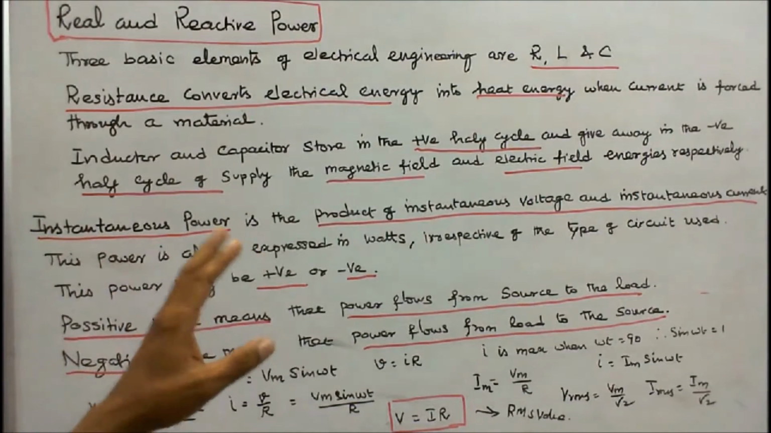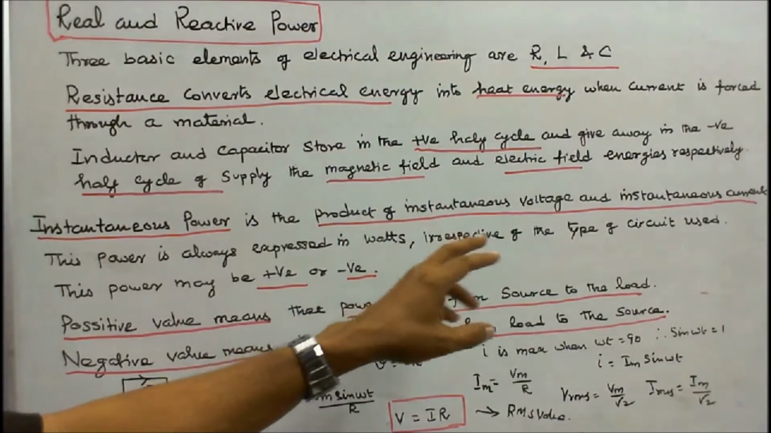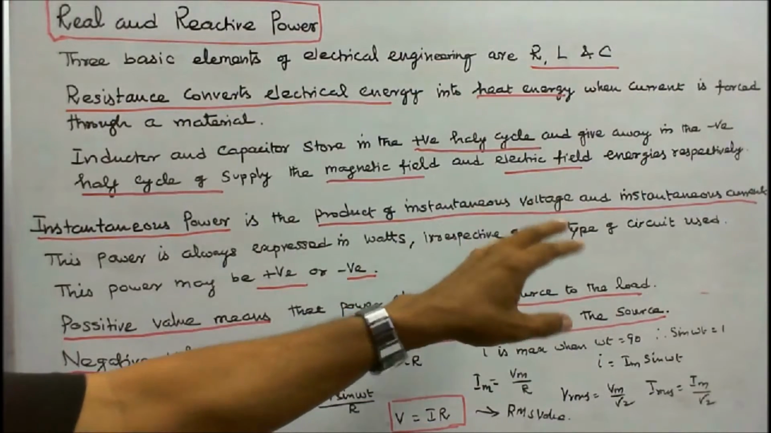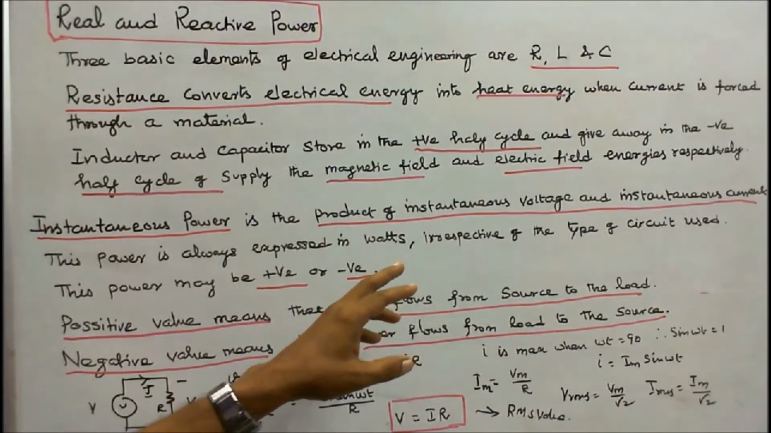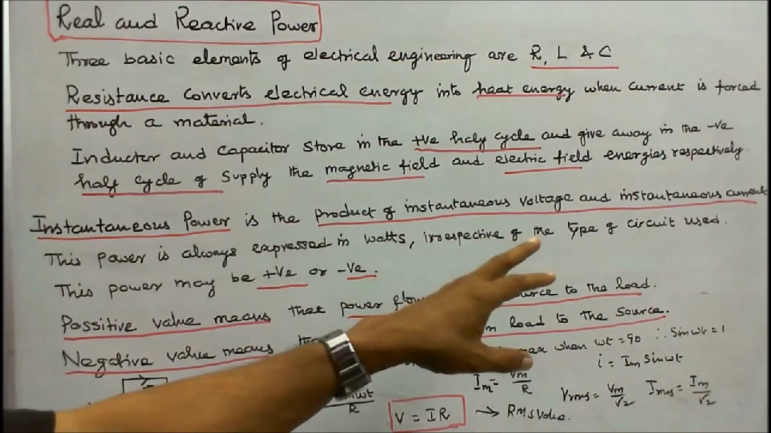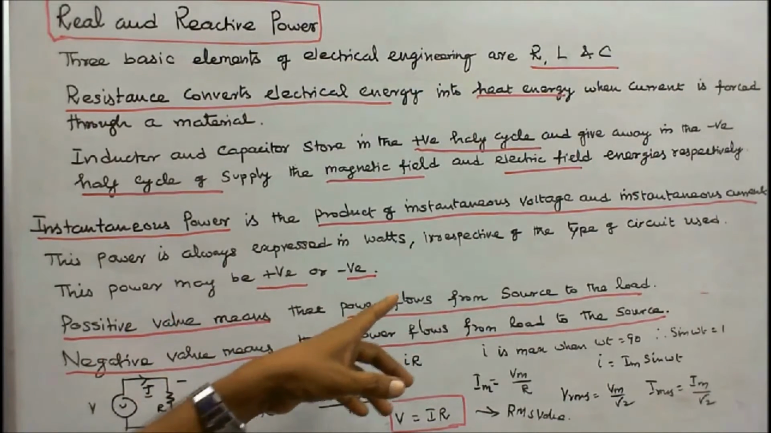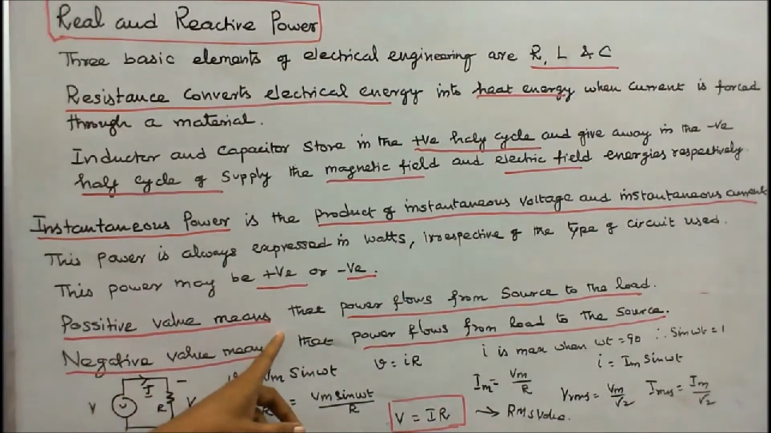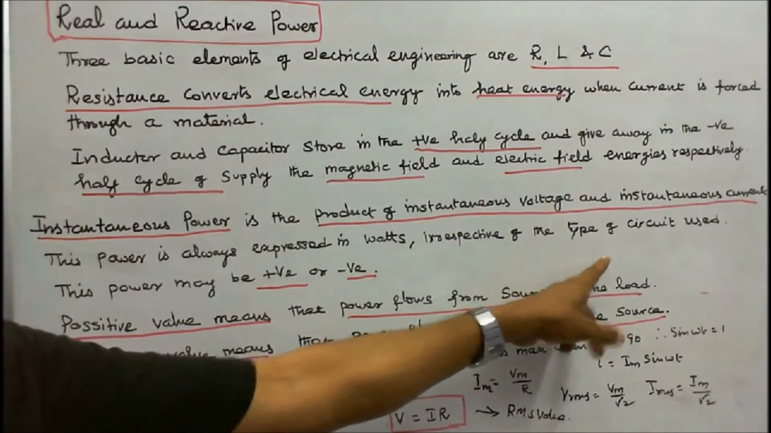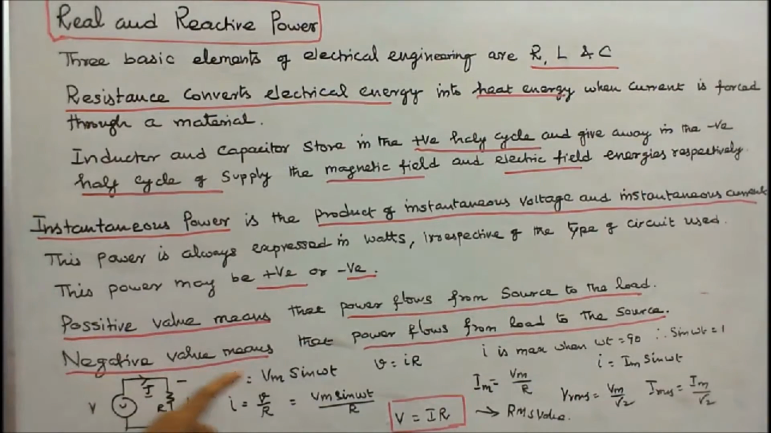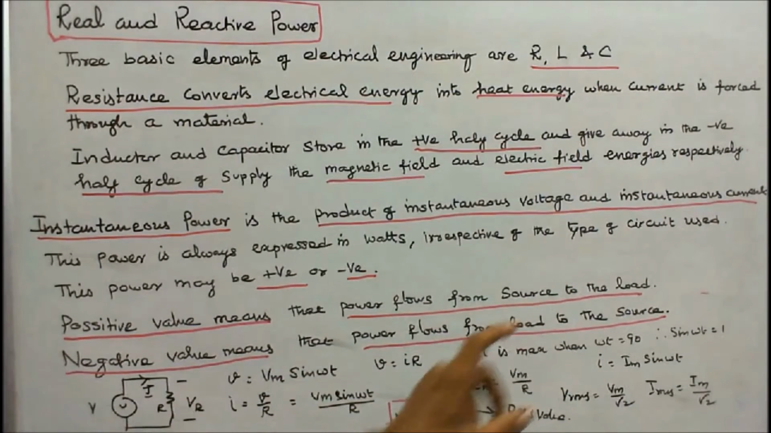Instantaneous power p is the product of instantaneous voltage small v and instantaneous current small i. This power is always expressed in watts irrespective of the type of circuit used. This power may be positive or negative. A positive value means that power flows from source to the load. A negative value means that power flows from load to the source.